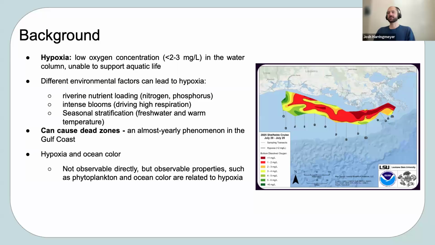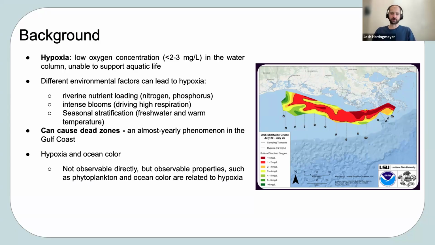So hypoxia is low oxygen conditions below 2 to 3 milligrams per liter in the water column, where it becomes challenging for life to sustain itself. Different environmental factors can induce hypoxia, including nutrient loading, often from rivers draining agricultural land, intense blooms that drive high respiration, and seasonal stratification of the water column that prevents ventilation. This can cause dead zones, which have become an almost yearly phenomenon in the Gulf Coast.